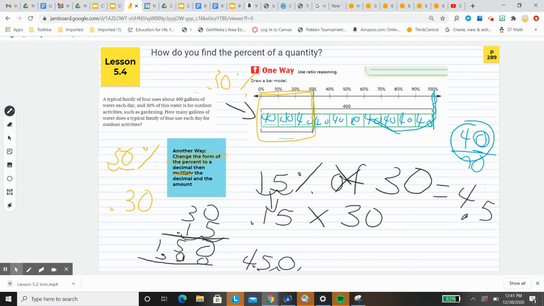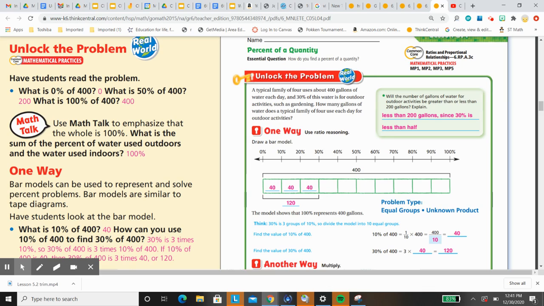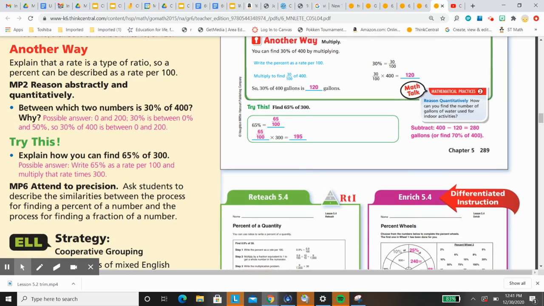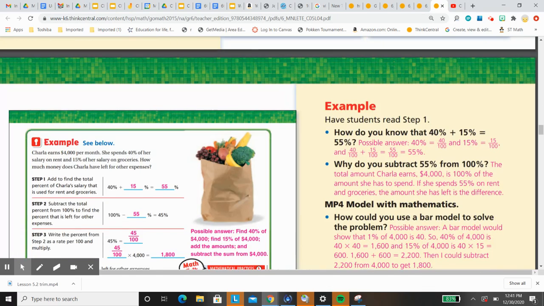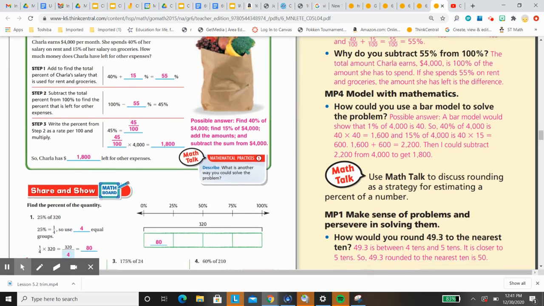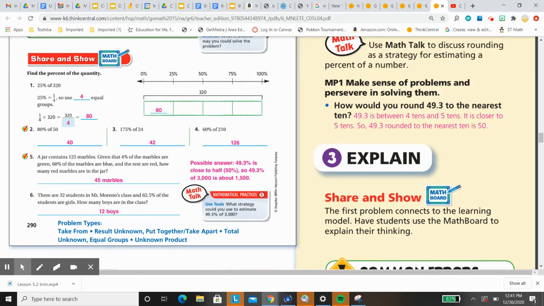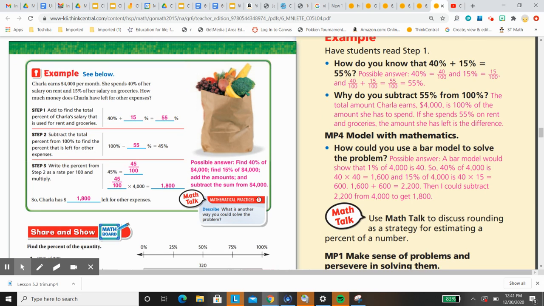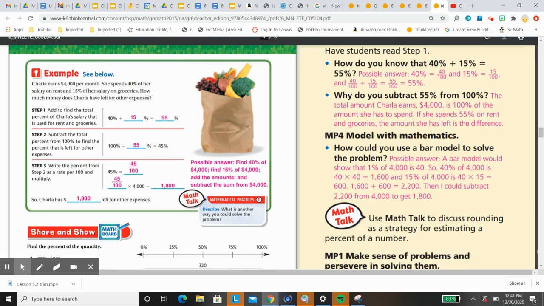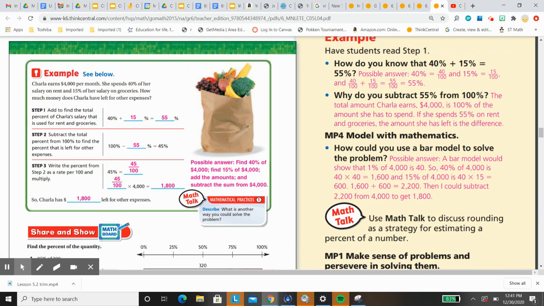All right. Just really quickly, I want to move over to our lesson that's in the book because I don't want to ignore this problem because you're going to need it. Look on page, I am on page 290. I know you see the answers are right here. But let's read this problem about Charla. Now, I can't write on this particular one, so we're just going to have to follow what the book shows. Charla earns $4,000 a month. She spends 40% of her salary on rent and 15% of her salary on groceries. How much money does Charla have left for other expenses?